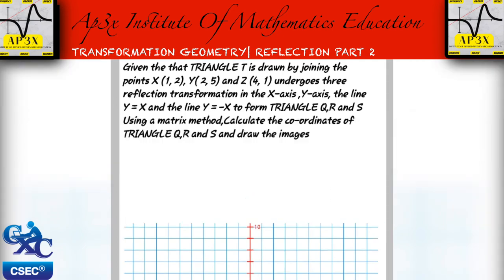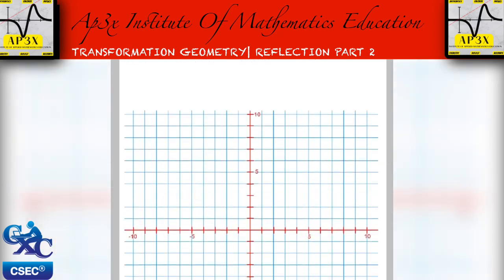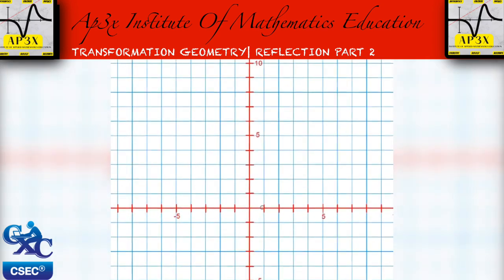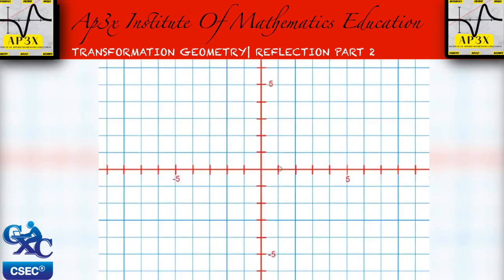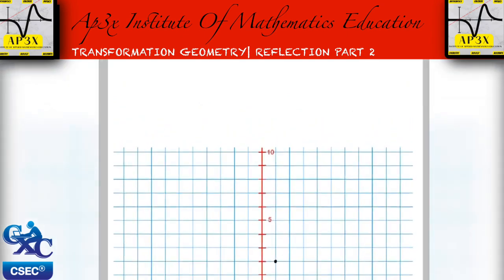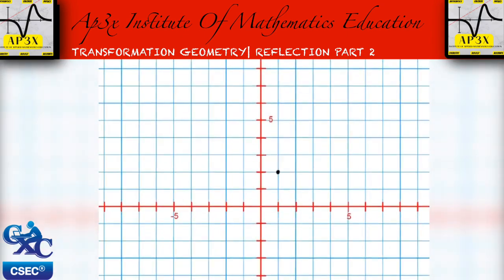Okay, and so the first point here is (1, 2), then (2, 5), then (4, 1). So (1, 2), (2, 5), (4, 1). So (1, 2) is going to be 1 to my right, so that's from the origin, 1 to my right, 2 up. That's going to be my position, and that's going to be my x. Even though the triangle is labeled T, it has an x vertex here.